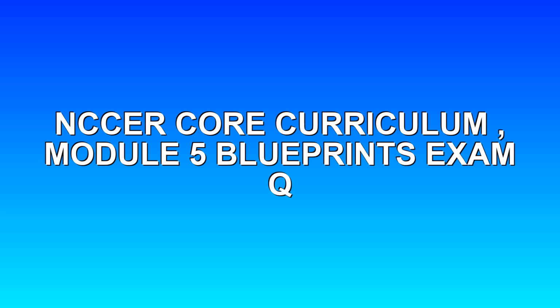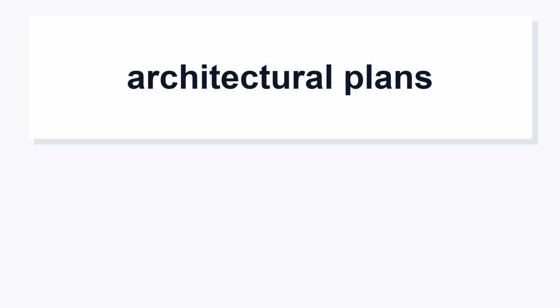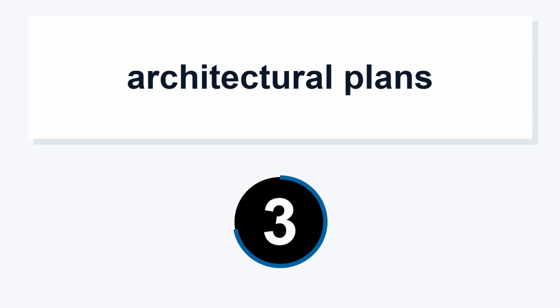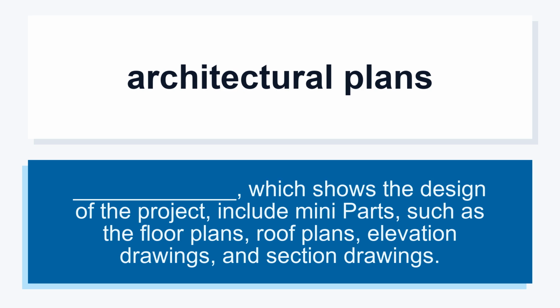NCCER Core Curriculum Module 5 Blueprints Exam Q. Architectural Plans. Architectural plans, which show the design of the project, include many parts, such as the floor plans, roof plans, elevation drawings, and section drawings.